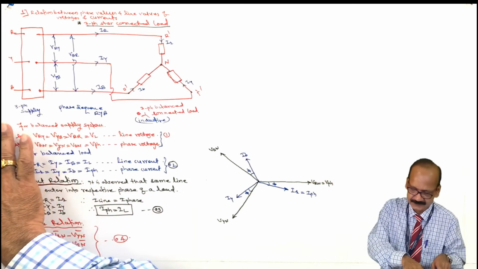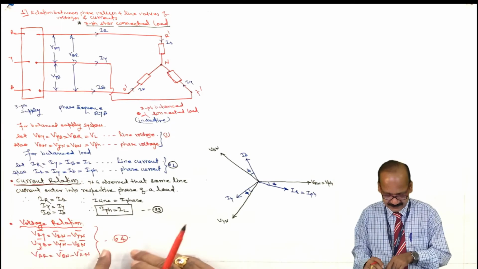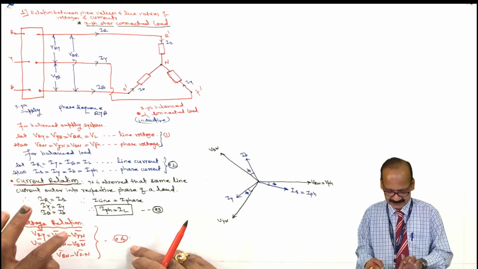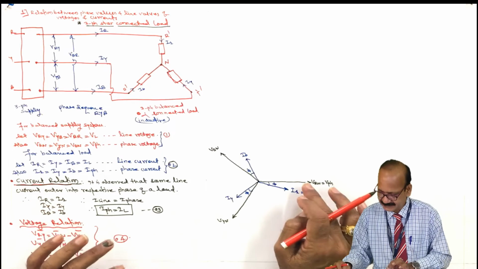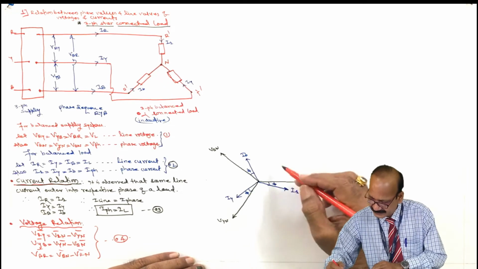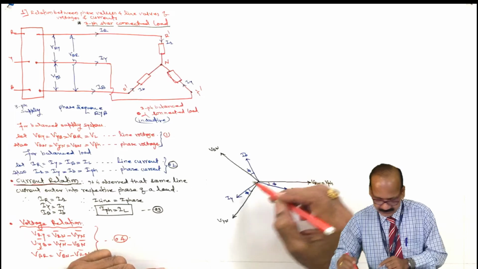Now what to do? Now here, as per equation number 4, the line voltage VRY equal to VRN minus VYN. VRN is here, minus VYN, we have to draw in the opposite direction of equal magnitude.